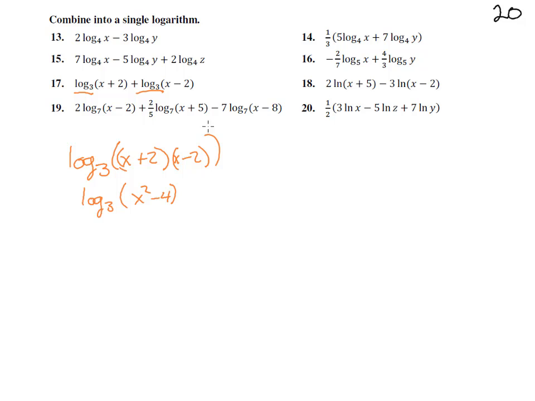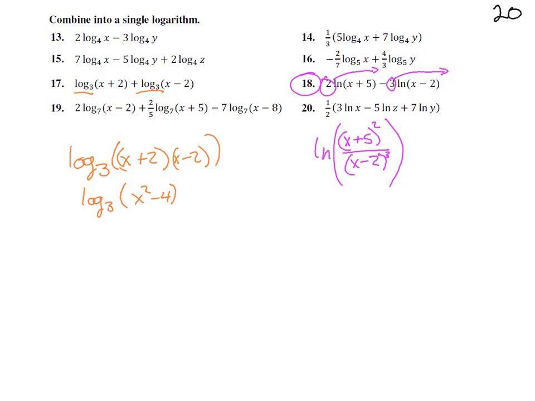Good. Number 18. We have this 2 can go up on top there, and that 3 can go up on top there. And notice, as a minus sign, this will be on the bottom. Let's see if we can write that all at once. ln of x plus 5 with the 2 taken up to the top, over, so subtract, x minus 2 with the 3 carried up as an exponent on that one. Is that all right? Good.